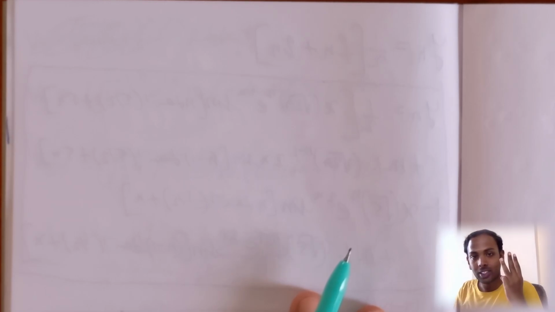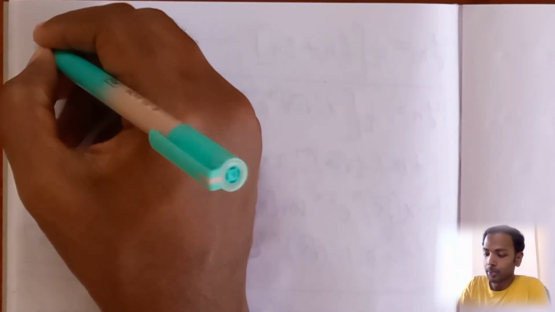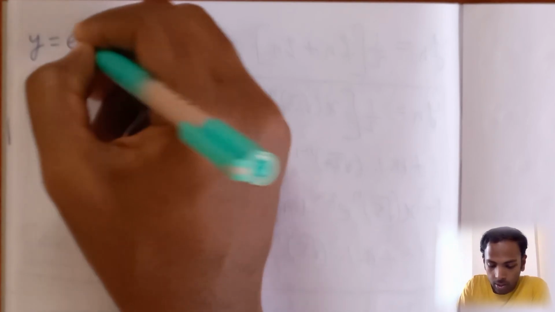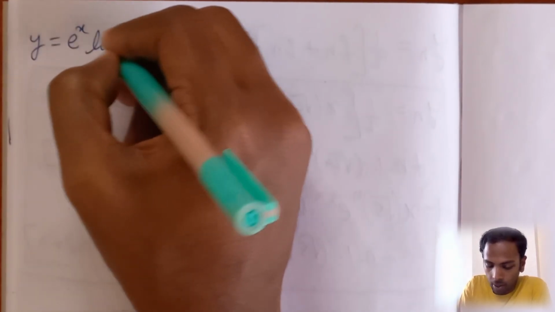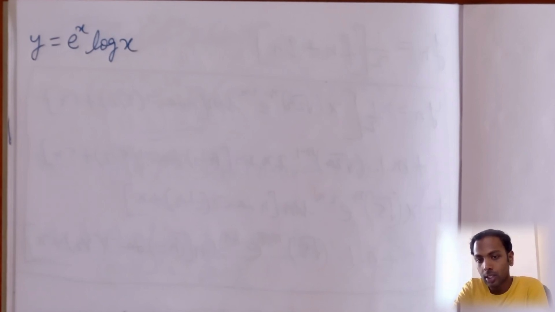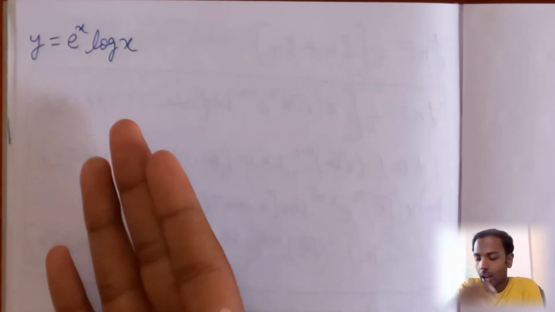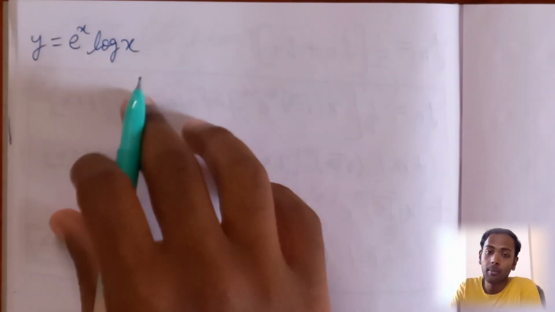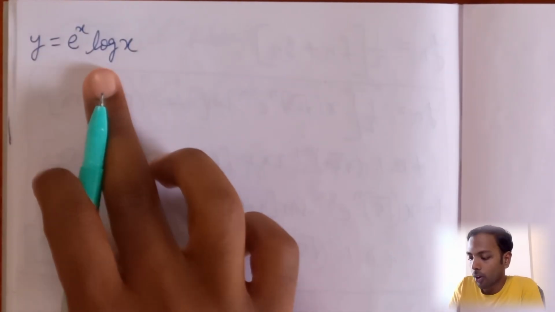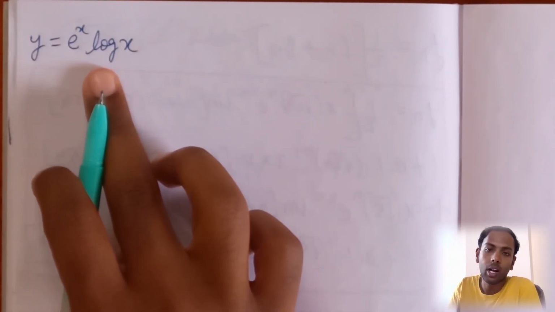So the third question on Leibniz theorem would be something like y is equal to e power x into log x. We have seen two questions in the previous two videos of this playlist. The link is in the description. Please go watch that first, and then you can come here to have a more comfortable understanding of this video. Okay. So for now, this is our last question that I'm going to see on Leibniz theorem.